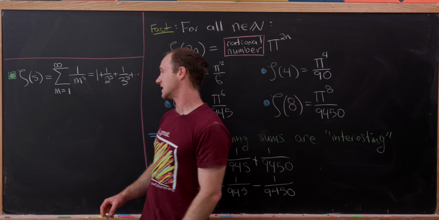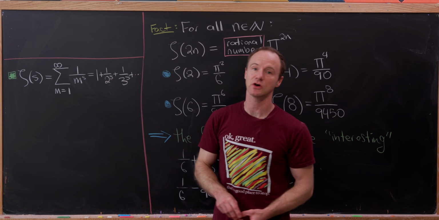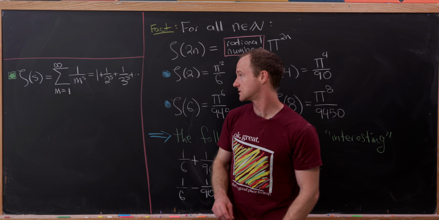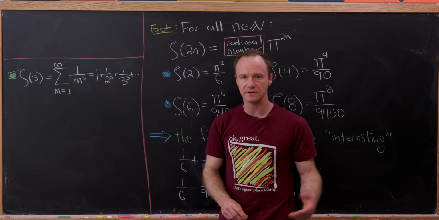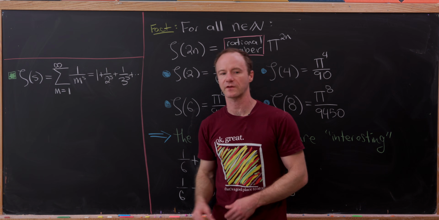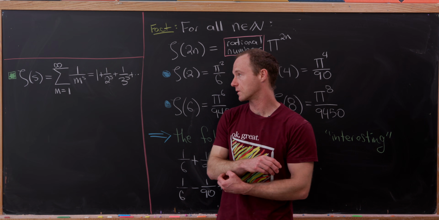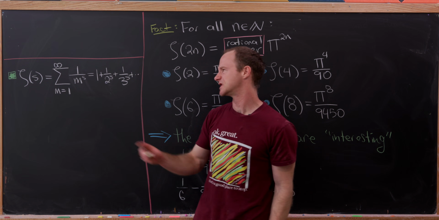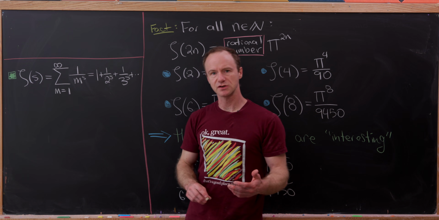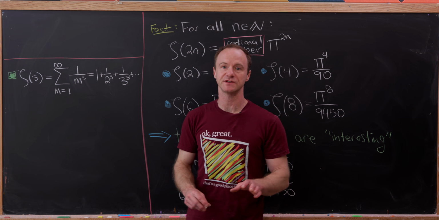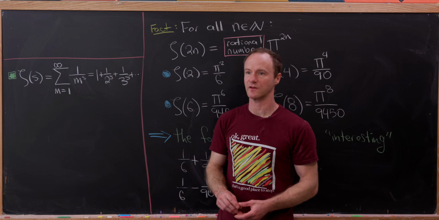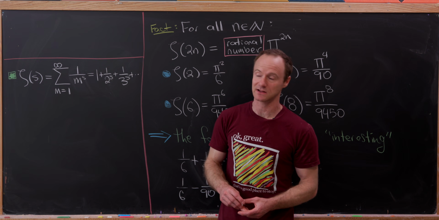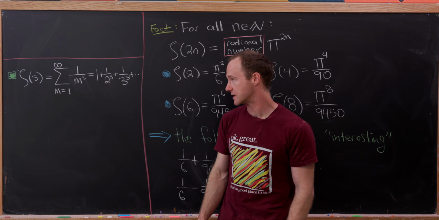So zeta of s is equal to the sum as m goes from 1 to infinity of 1 over m to the s. That expands out to 1 plus 1 over 2 to the s plus 1 over 3 to the s plus 1 over 4 to the s, and so on and so forth. Using methods from Calculus 2, you can determine where this converges. It'll converge for values of s where the real part is bigger than 1. Also, this thing famously has a so-called analytic continuation, which we won't talk about here.